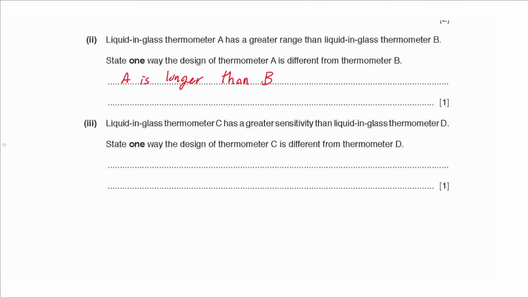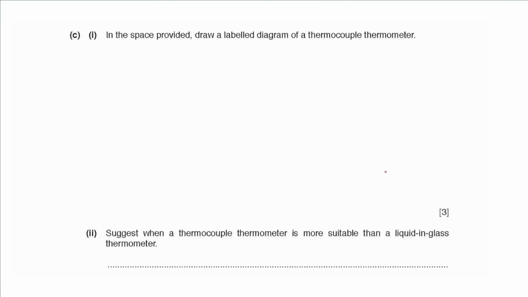Part iii says liquid in glass thermometer C has a greater sensitivity than liquid in glass thermometer D. State one way the design of thermometer C is different from thermometer D. We can say that C has a larger bulb or thinner tube or capillary tube. These affect the sensitivity. Part c i says in the space provided, draw a labelled diagram of a thermocouple thermometer.